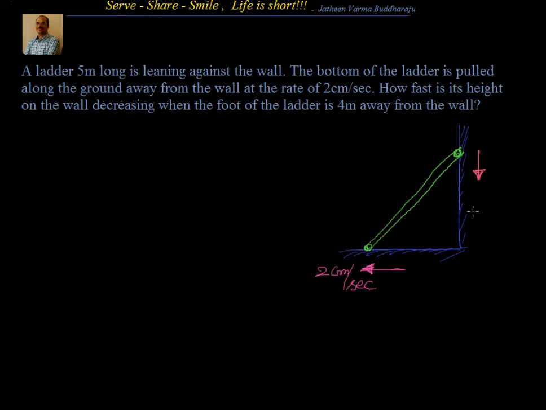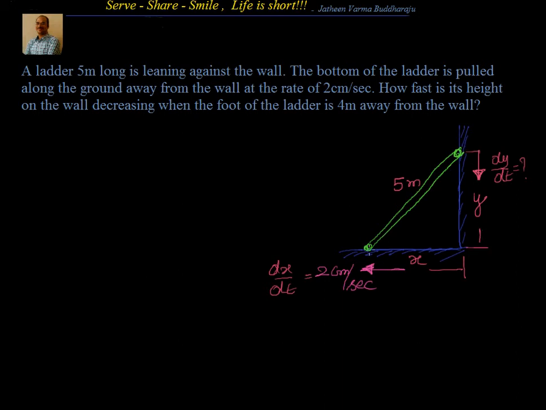Let us say this is y and this is x. We know this length is equal to 5 meter. We have to find out what dy by dt is. Given to us is dx by dt equal to 2 centimeter per second. Now if I want to find dy by dt, I should have one equation to start with. How I can relate x and y, that I should be very clear.